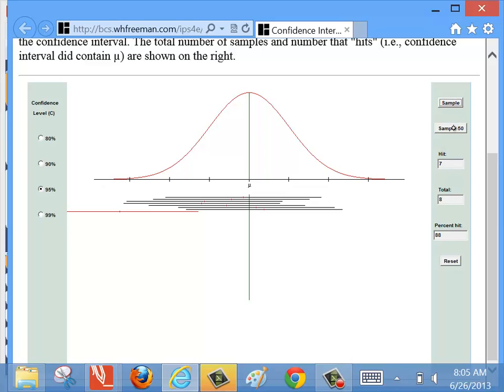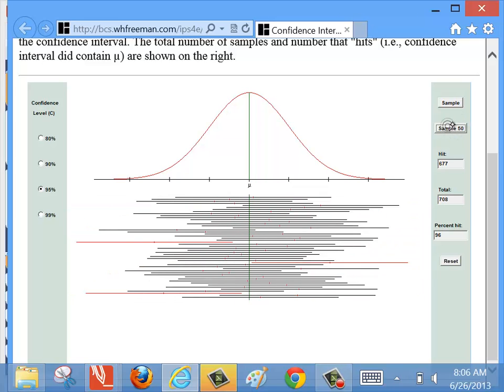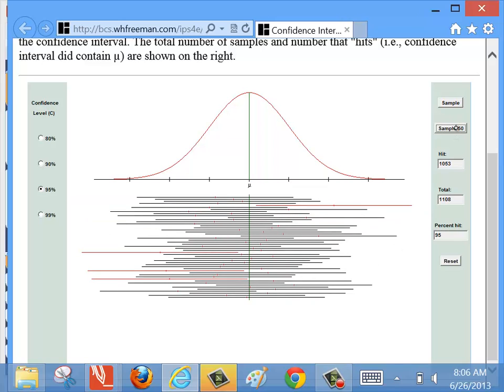So we can sample lots of them. If I do another 50, notice that most of the confidence intervals do contain that population mean, but a few sample means were so far out there that our confidence intervals don't contain the mean. If I do lots and lots of confidence intervals, notice what my percentage of confidence intervals that contain the mean is: 95%, which is why we call it a 95% confidence interval.